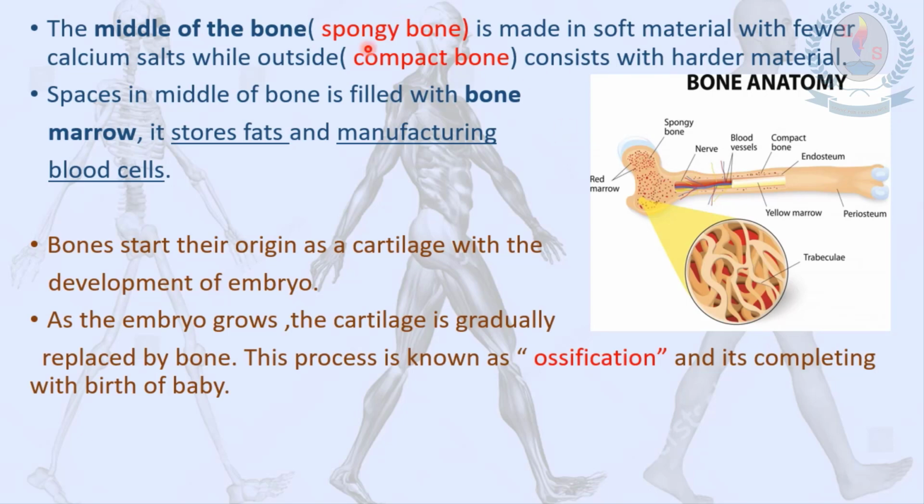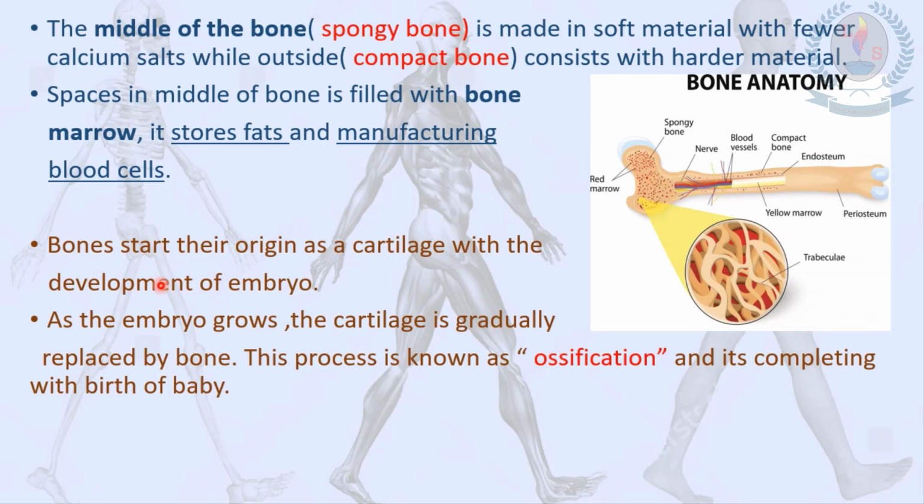It's that simple. So the spaces in the middle of the bone are filled with the bone marrow. As we all learned, the bone marrow mainly stores fats, and it mainly manufactures blood cells, especially red blood cells.